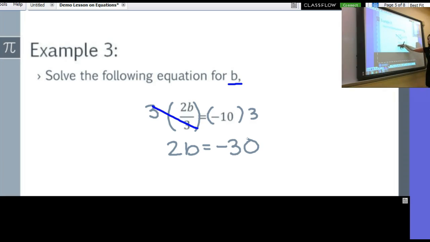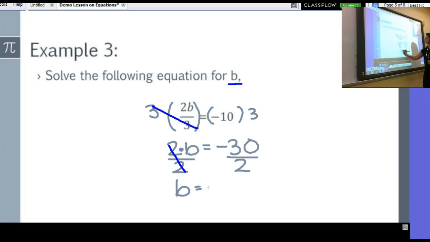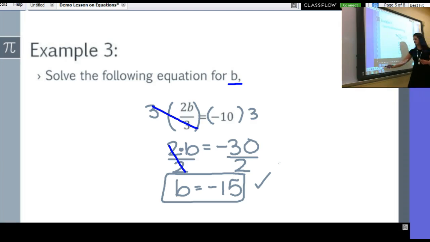So now I'm still trying to solve for b, so I've got to get rid of the 2 by dividing by 2. Since we're multiplying here, we're going to divide. So 2b divided by 2 leaves b, and -30 divided by 2 is -15. Once again, you can always go back and check by plugging -15 in for b in the original equation. So we'd have 2 times -15, which is -30. Divide that by 3, and you get -10.